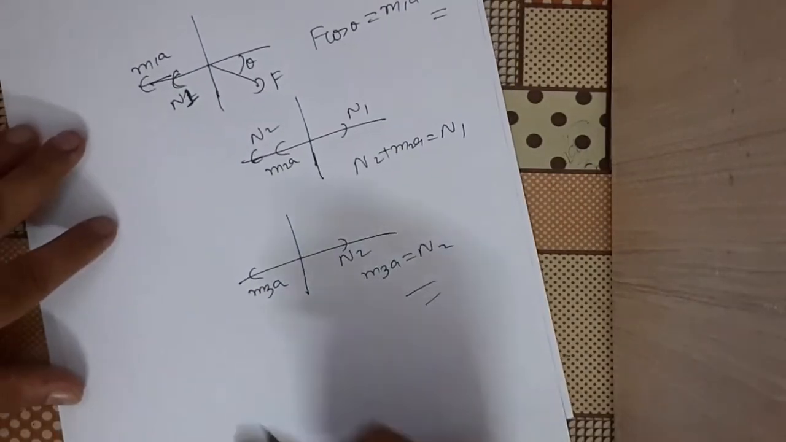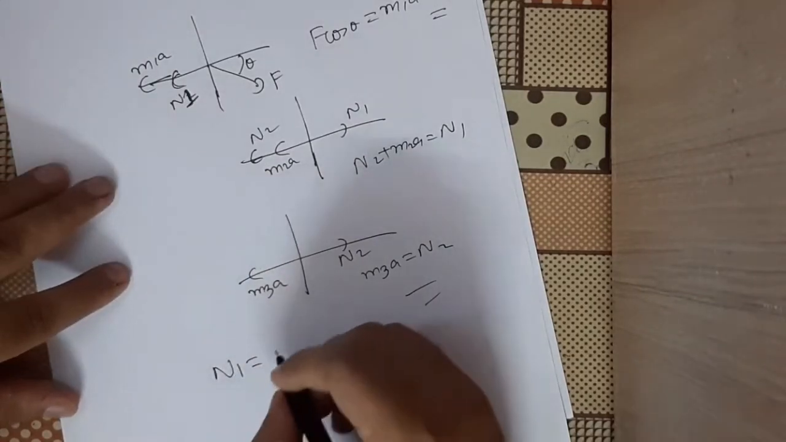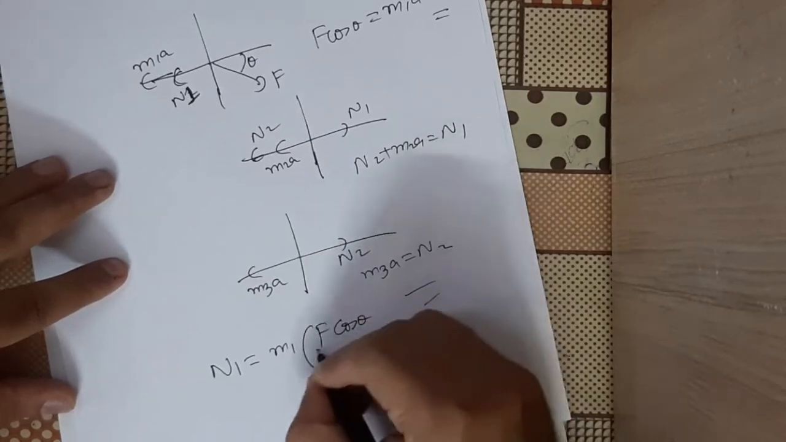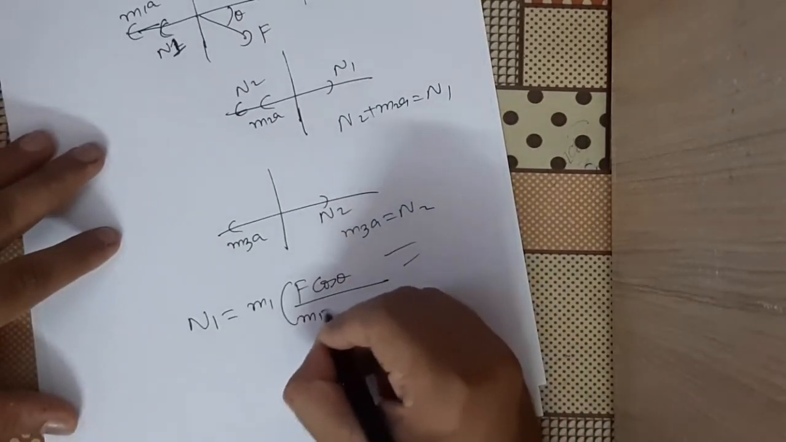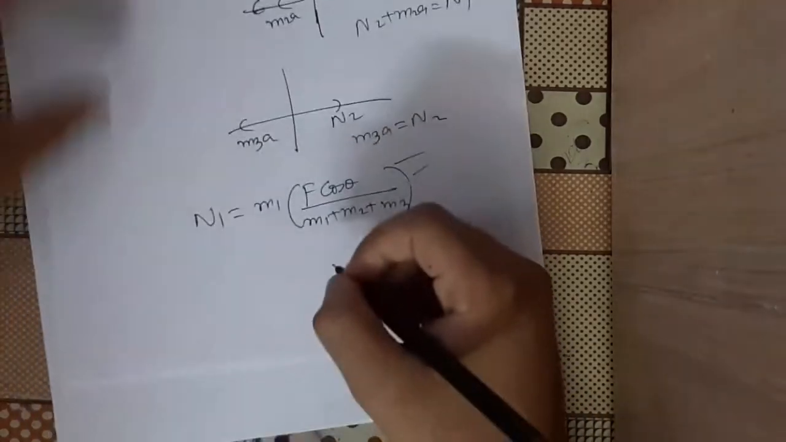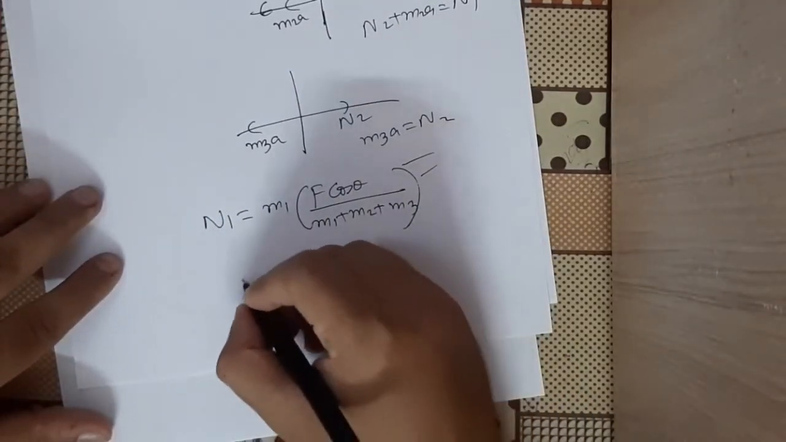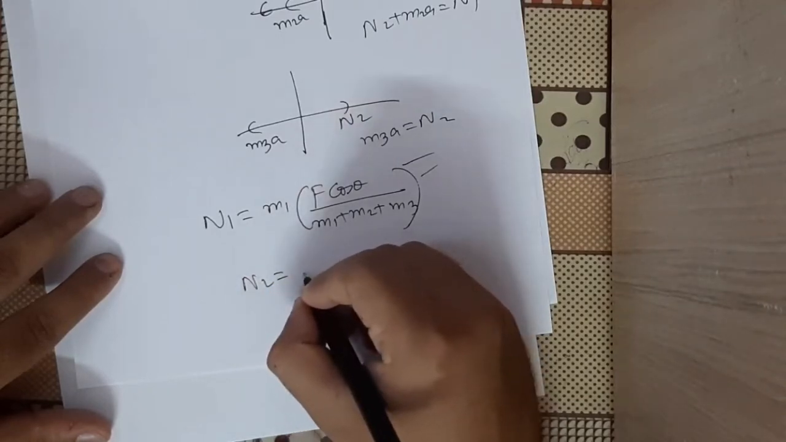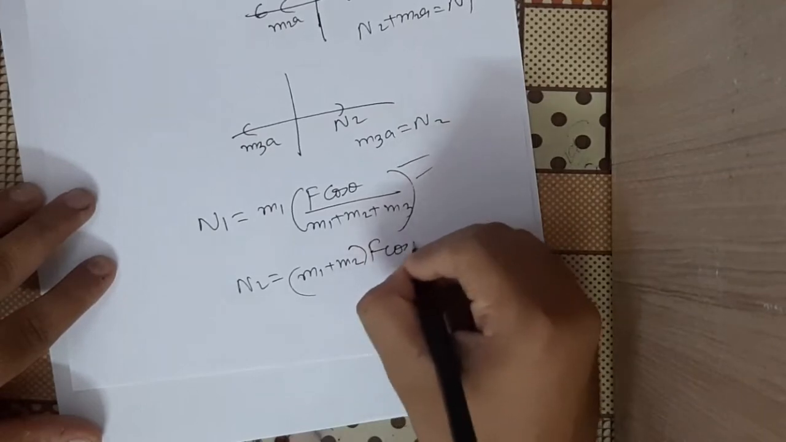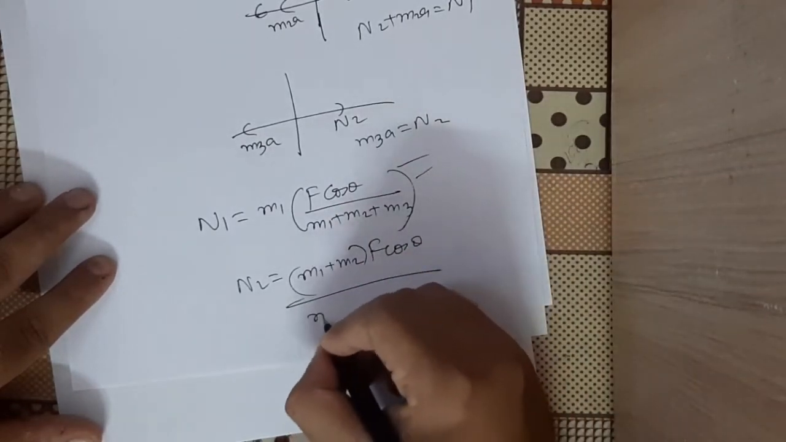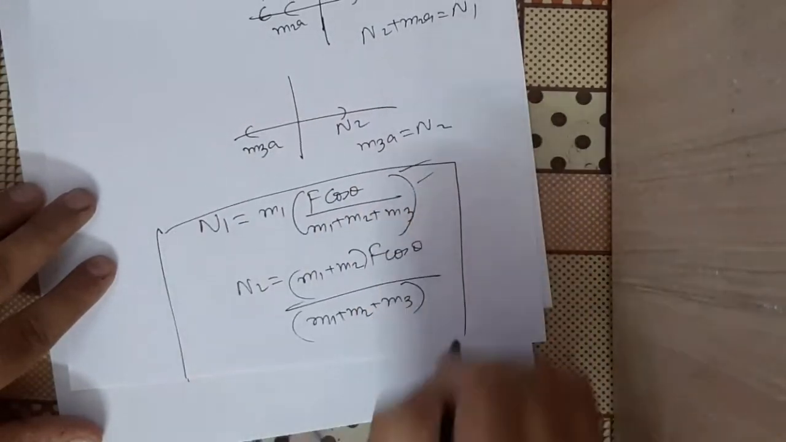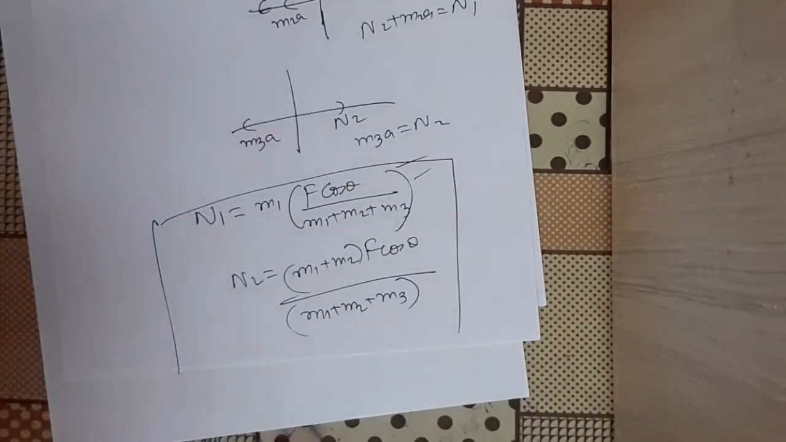So after solving, you can check your answer that N1 should be m1 into F cos theta upon (m1 plus m2 plus m3), and N2 should be equal to (m1 plus m2) into F cos theta upon (m1 plus m2 plus m3). Okay, so this is the answer that you should get. You can cross check your answers once.